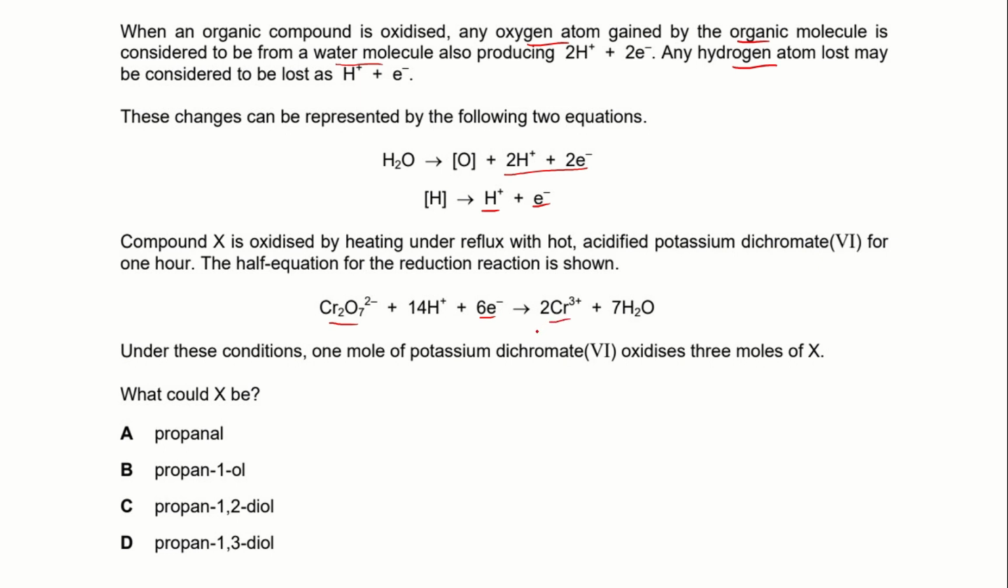So compound X will be the organic molecule which is oxidized by potassium dichromate(VI) in the mole ratio of 1 to 3. So oxidation of 1 mole of X will produce 2 moles of electrons. So 3 moles of X will produce 6 moles of electrons, and the 6 moles of electrons will be accepted by the 1 mole of potassium dichromate.